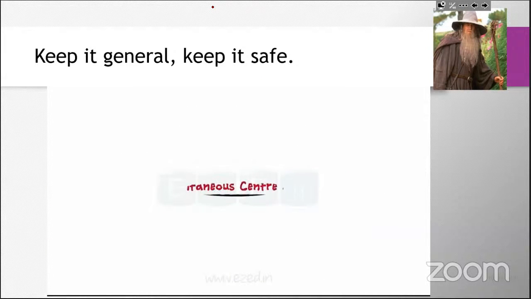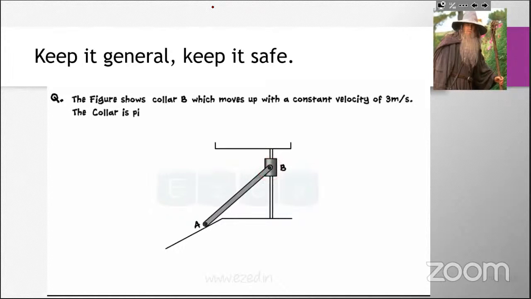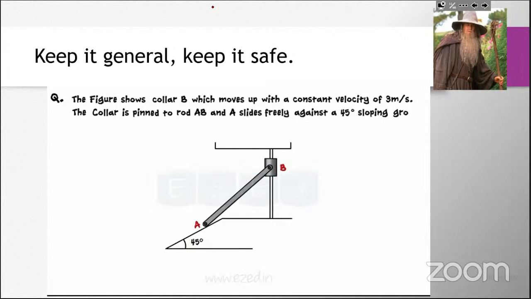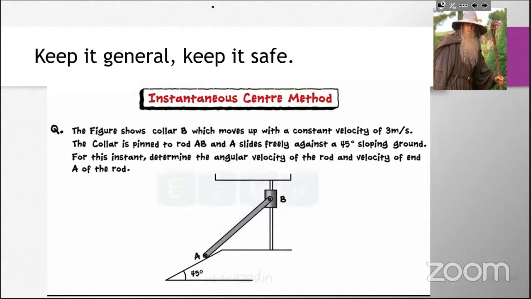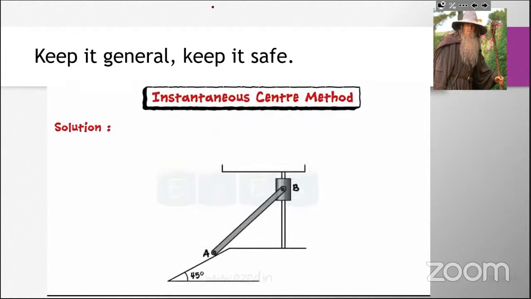Let us solve a problem on instantaneous center method. The figure shows collar B, which moves up with a constant velocity of 3 meters per second. The collar is pinned to rod AB and A slides freely against a 45-degree sloping ground. For this instant, determine the angular velocity of the rod and velocity of end A of the rod. The system consists of two bodies in motion. Rod AB performs a general plane motion and collar B performs a rectilinear translation motion.